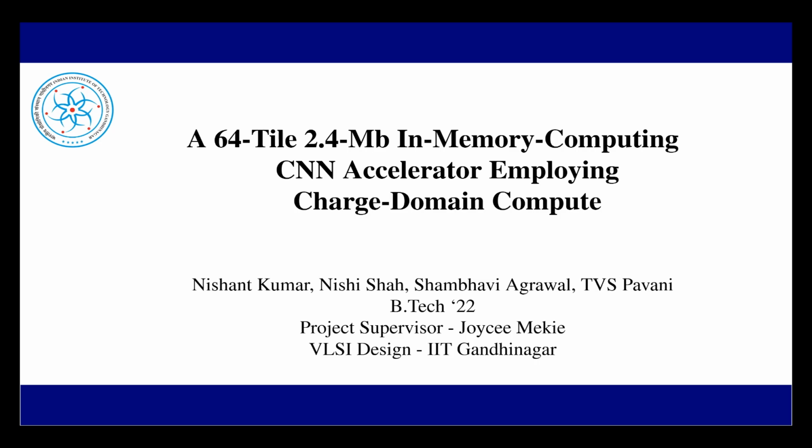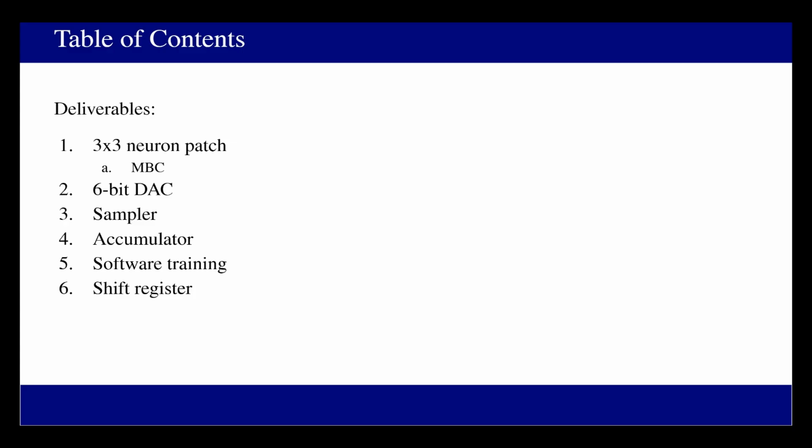Our project is titled on the paper, a 64-tile 2.4 MB in-memory computing CNN accelerator employing charge domain compute. And the deliverables of our presentation are a 3x3 neuron patch made of MBC, a 6-bit DAC, a sampler, accumulator, software training, and shift register.